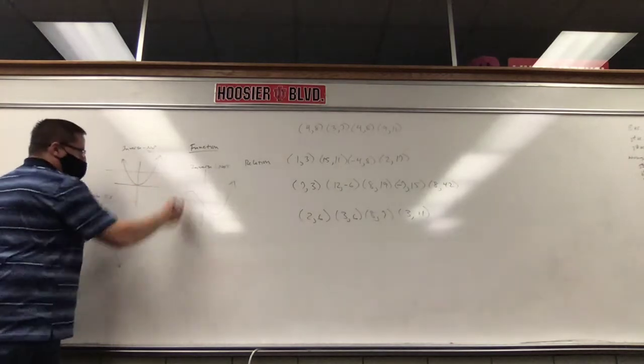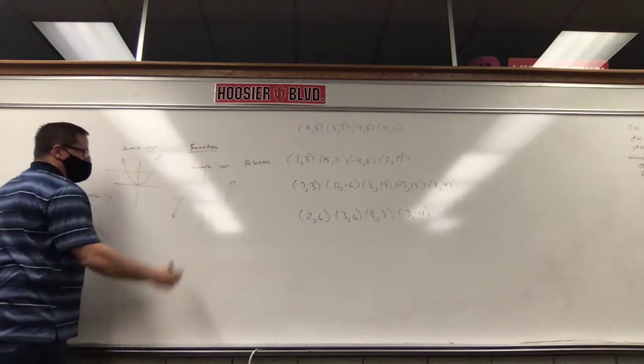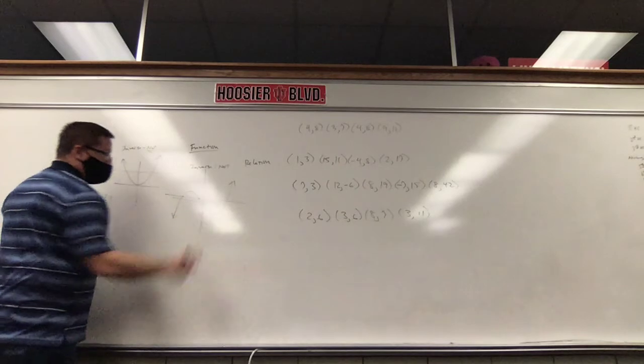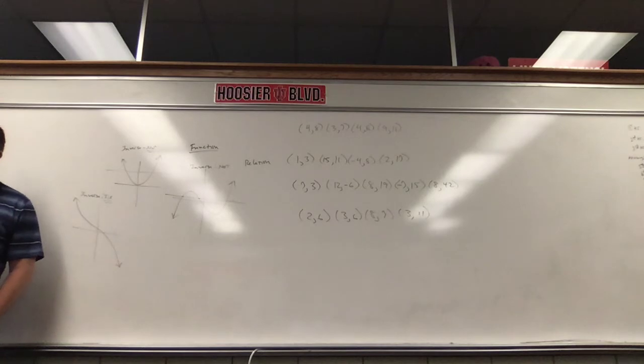This right here, it's a function. It passes the horizontal line test. I'm sorry, it passes the vertical line test. But, tell you what, this fails it right there. It hit it in 3 spots. So it has to pass both. Right, so what I'm getting at is this. If I give you a graph, if it passes the vertical line test, it's a function. If it also passes the horizontal line test, the inverse is also a function. But if it fails the horizontal line test, the inverse is not a function.